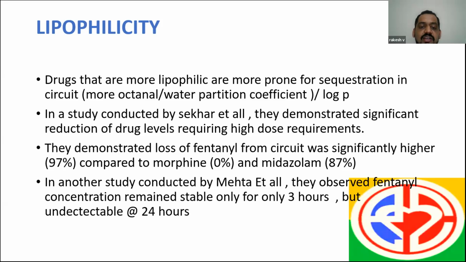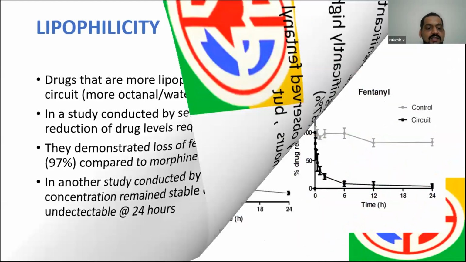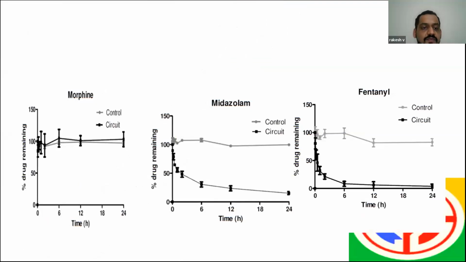So by using fentanyl infusions for more than 24 hours, you ultimately land up in tachyphylaxis and constantly increasing the dosage of fentanyl for the desired effect. See these small graphs here. For morphine, there is a lighter graph and a darker graph. The lighter graph is the control, the darker one is in the circuit. For midazolam and fentanyl, after 24 hours, the drug concentration reached near zero. But when it comes to morphine, the drug concentration is stably maintained at the same level, with or without the circuit.